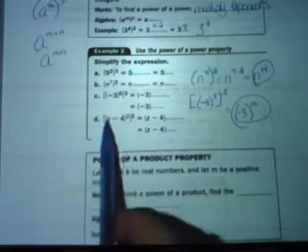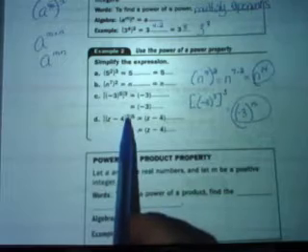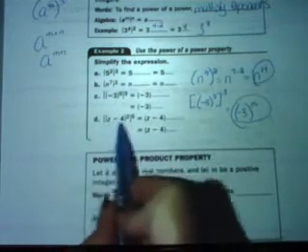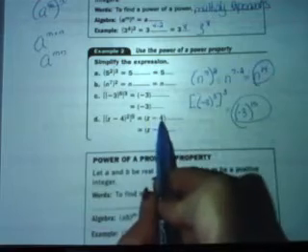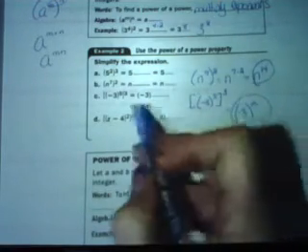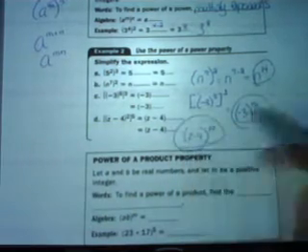Then look at D. I have z minus 4 to the 2nd power to the 5th power. Again, these parentheses just mean we're going to keep z minus 4 as a group. So I'm going to have z minus 4, power to a power, I multiply exponents.